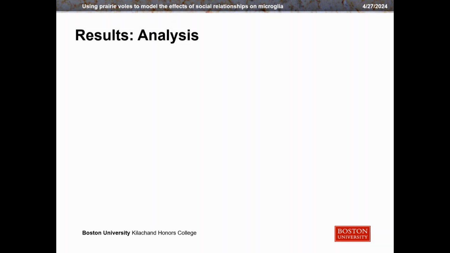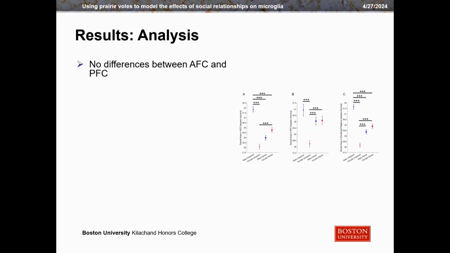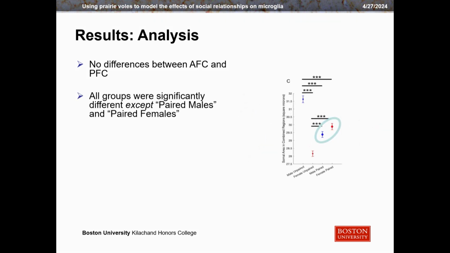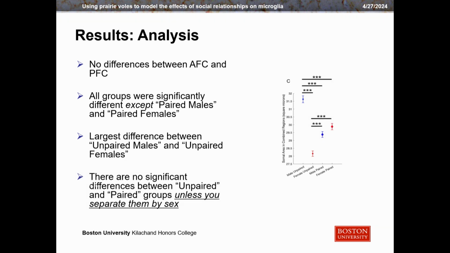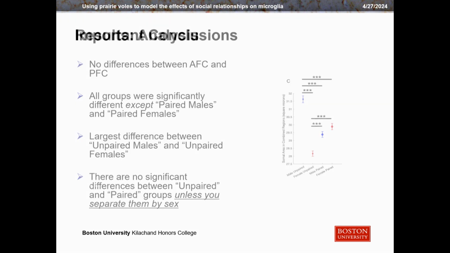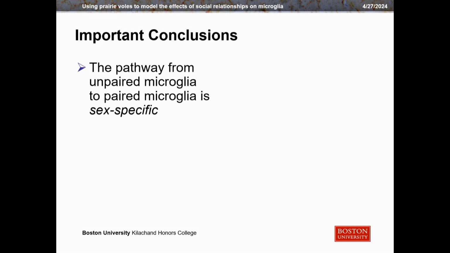Finally, I was able to analyze the results of the cell body size, also called the soma, of the microglia. First, I found no differences between the brain regions that I studied. Second, I found that all groups were significantly different, except for paired males and paired females. Third, I found that the largest difference existed in somal size between unpaired males and unpaired females. And finally, I found that there were no significant differences between unpaired and paired voles unless you separated them by sex.